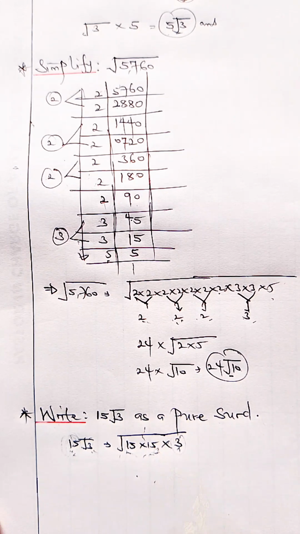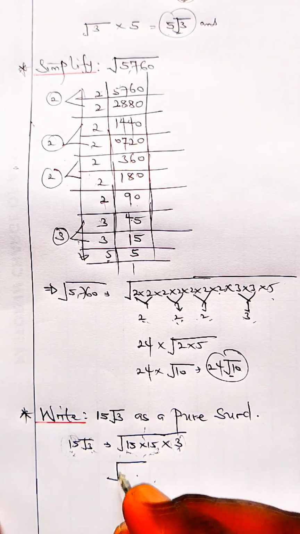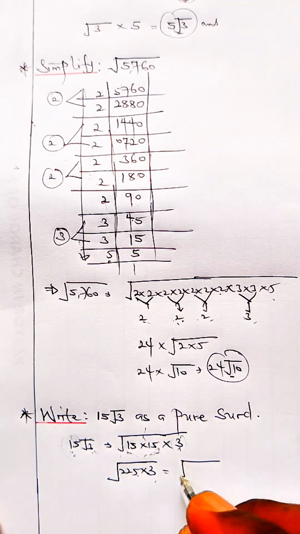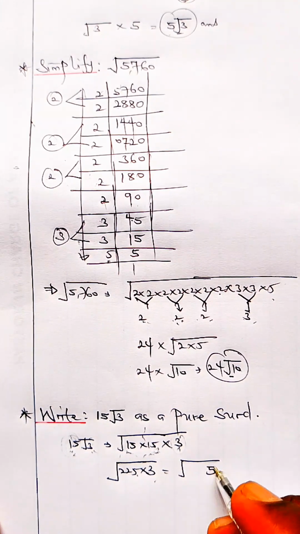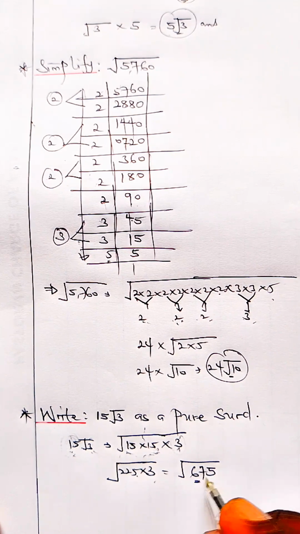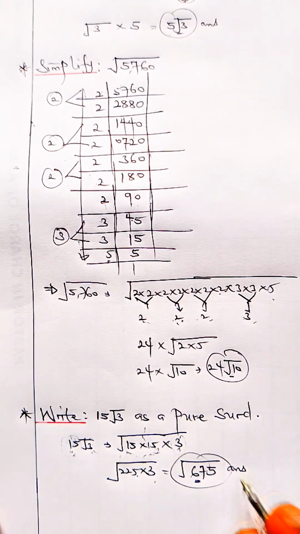So 15 times 15 is 225 times 3. 225 times 3, 3 times 5, 15, 5, keep your 1. 3 times 2 is 6 plus 1, 7. 3 times 2 is 6. So here we have it, square root of 675. This is a pure surd.